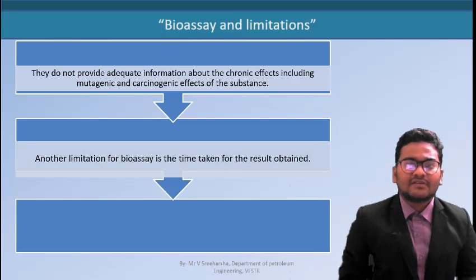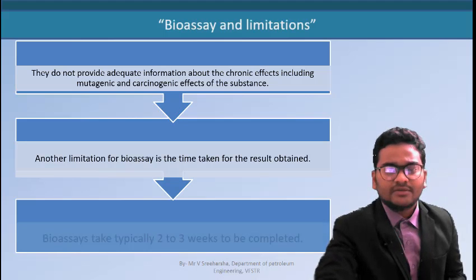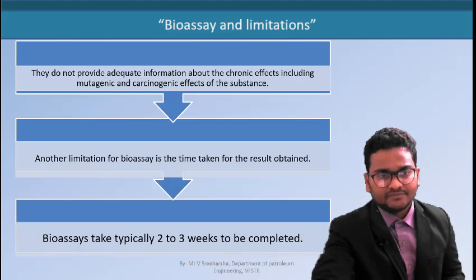One more limitation of the bioassay is the time period. Within 2 to 3 weeks, you will get the results of the bioassay.